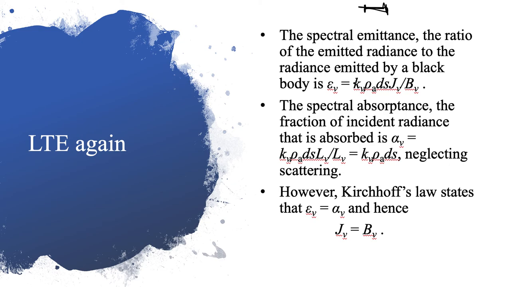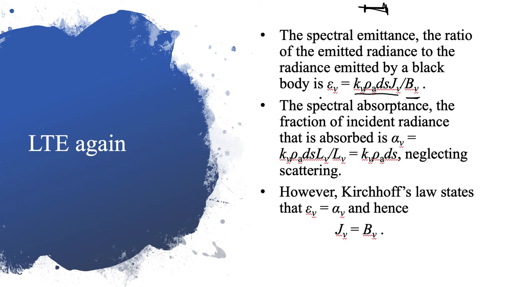K nu is the extinction coefficient. The emitted radiance is given by this term here. So it's J nu, which is what is sourced by the black body, times whatever is attenuated, and this is divided by the radiance that is emitted by a black body. So this is the spectral emittance.